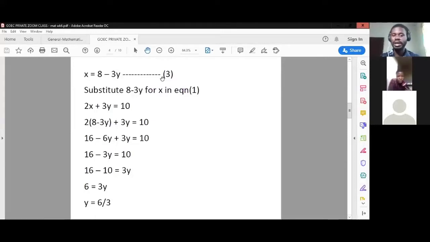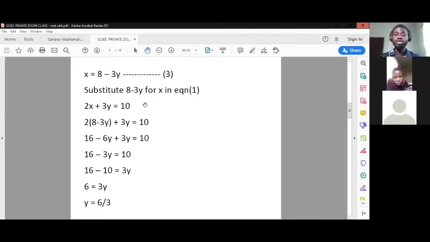So we will now label it equation 3. Is that clear now? Yes, sir. Once we have labeled it equation 3, we'll substitute it back into equation 1. We will not substitute it back into equation 2 because it was from equation 2 that we got it. So we will not go back to equation 2. We now substitute it into equation 1.